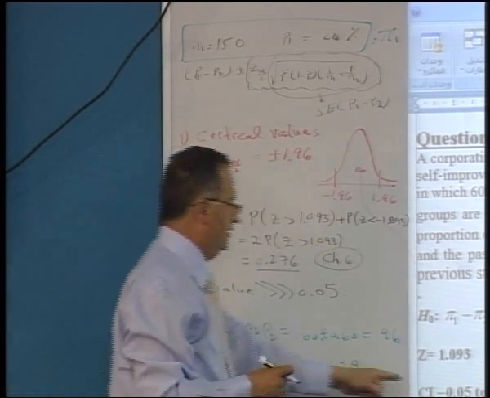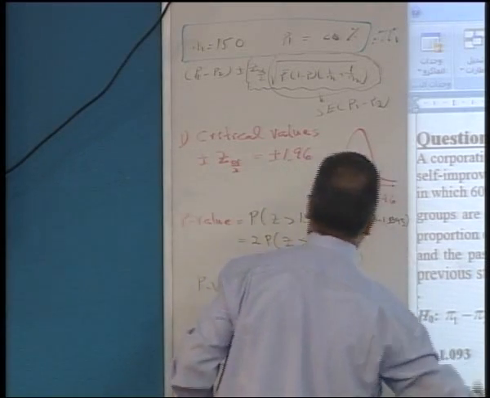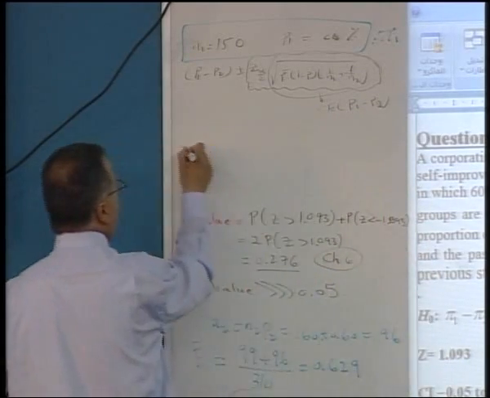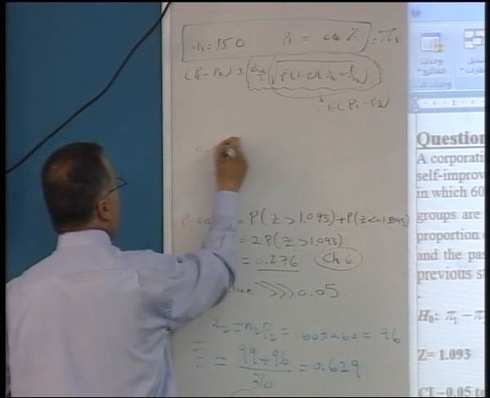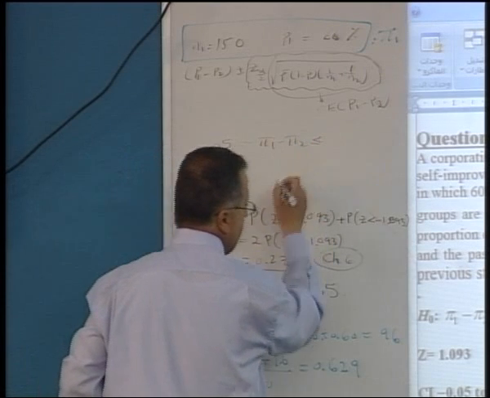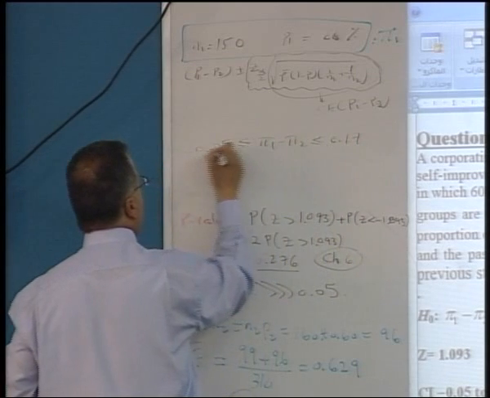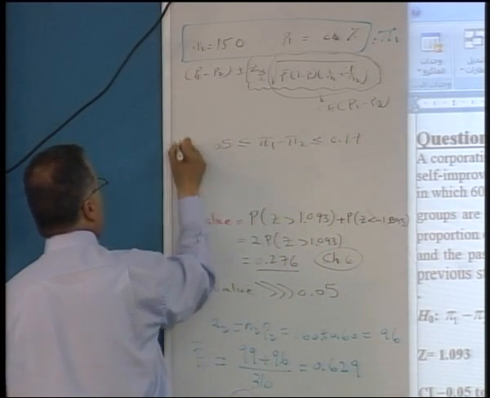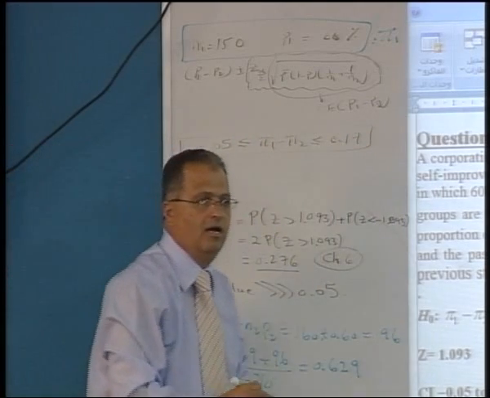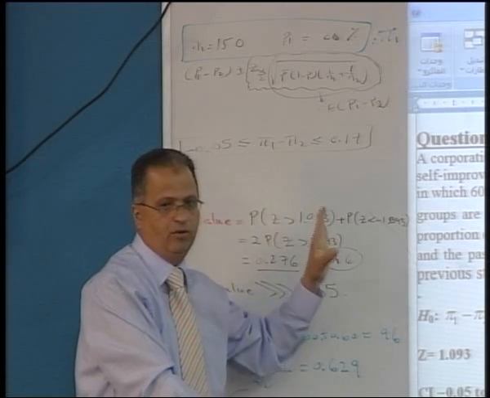Simply, you will get the confidence interval: the difference between the two proportions falls between negative 0.5 and 0.7. Now this interval actually contains the value of 0. That means we don't reject the null hypothesis.